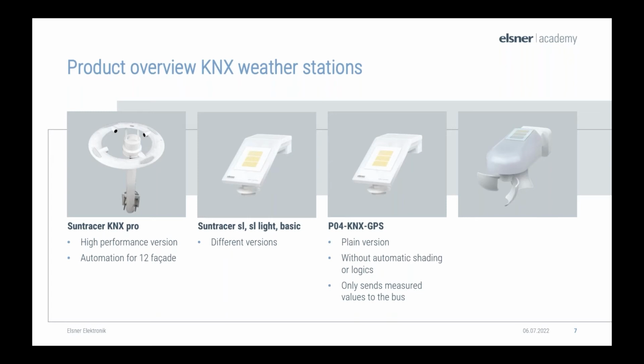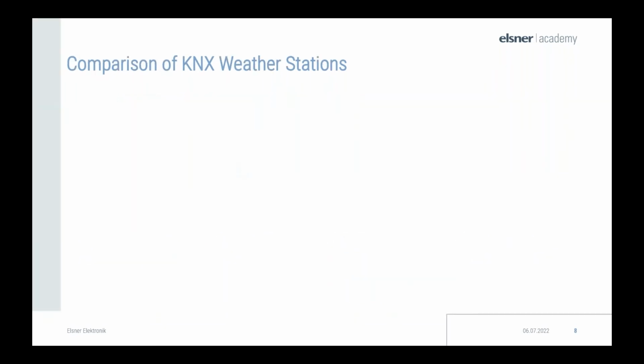It is very, very similar to the functionality of the Suntracer SL Lite, but the novelty is that the wind measurement is done by a wind wheel and not electronically. We have this version with the GPS version or without the GPS version, so basically the big one and the small one. All right, so that has already been a lot of input.